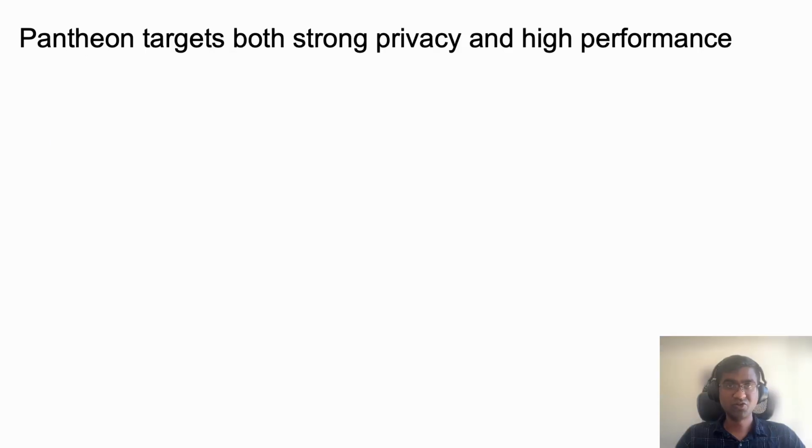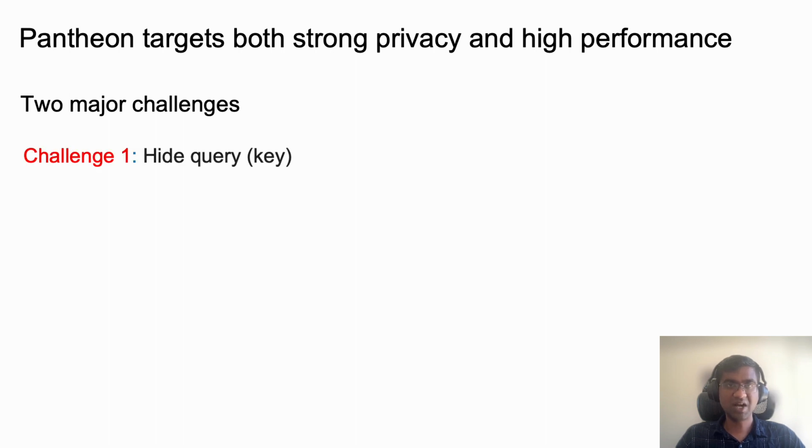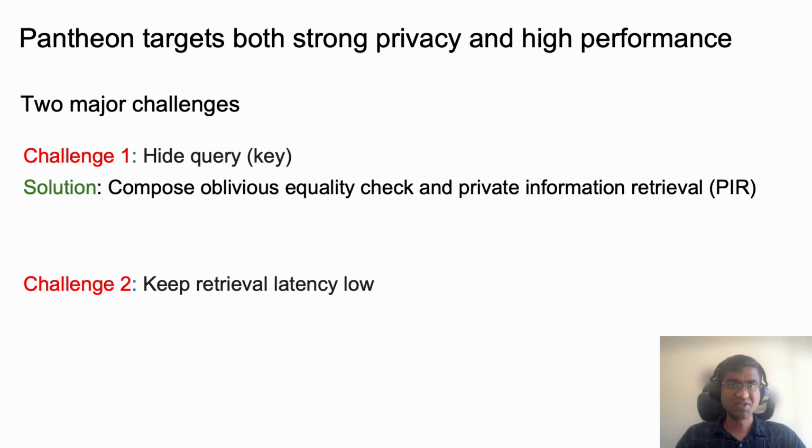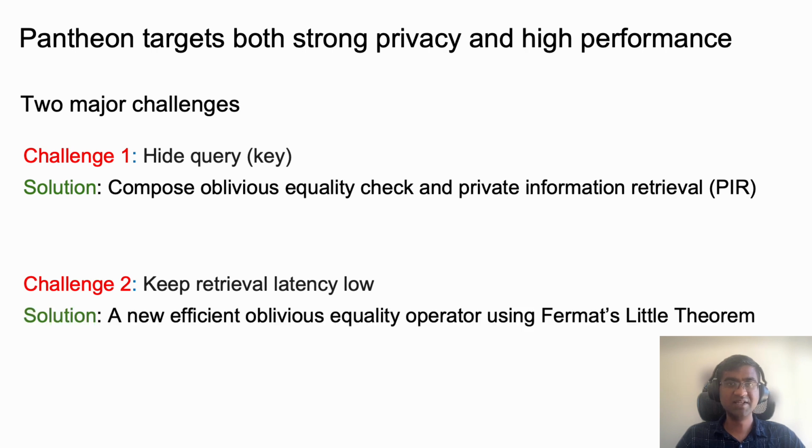Pantheon aims to achieve both strong privacy and high performance, and designing a system like Pantheon comes with two major challenges. The first challenge corresponds to privacy, that is, to hide the query from the server and even then retrieve the value. The second challenge is keeping the retrieval latency low and improving the performance. Pantheon addresses the first challenge by composing two cryptographic building blocks named oblivious equality check and private information retrieval. And to address the second challenge, Pantheon uses a new efficient oblivious equality operator based on Fermat's Little Theorem.